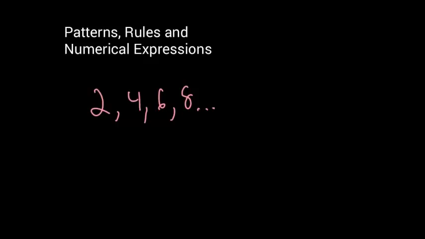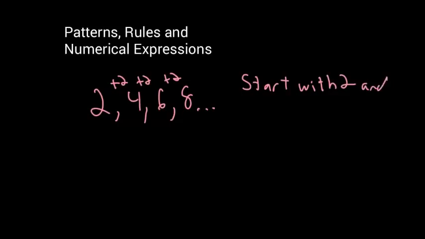So to get from 2 to 4, I add 2. 4 to 6 is add 2. 6 to 8 is add 2. So I'm adding 2. That's my pattern. So to write a rule, I would start with 2, because that's my first number, and add 2 repeatedly.